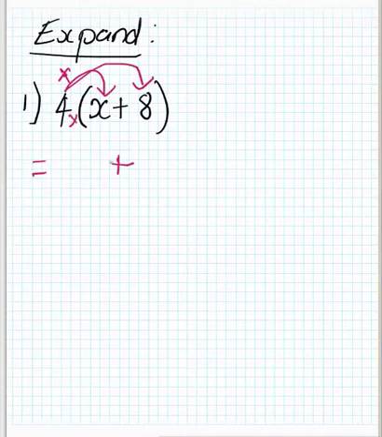So put the plus down first if you want to, and then we have 4 times x, which is just going to be 4x. We know the times is invisible in between the 4 and the x. And then 4 times 8, well, 4 times 8 is 32.